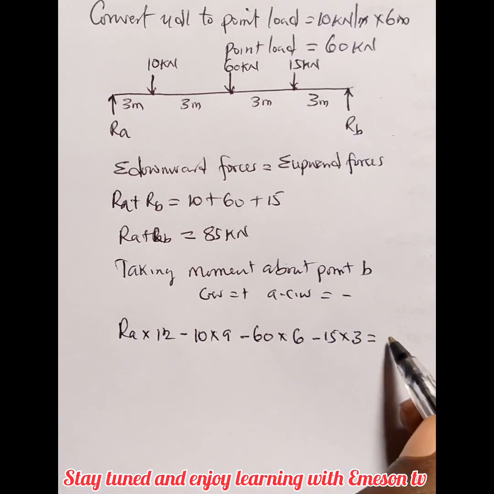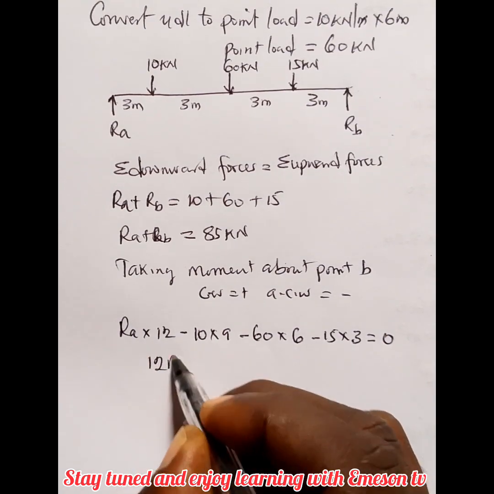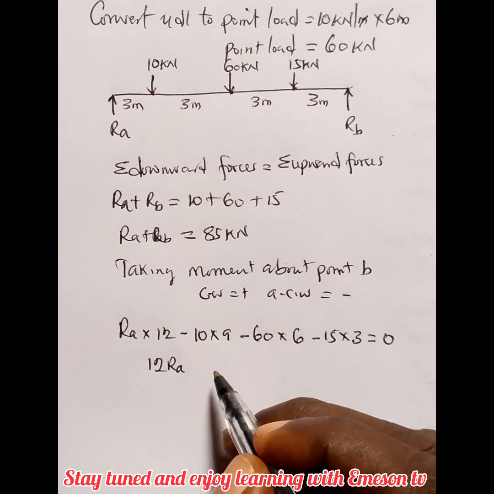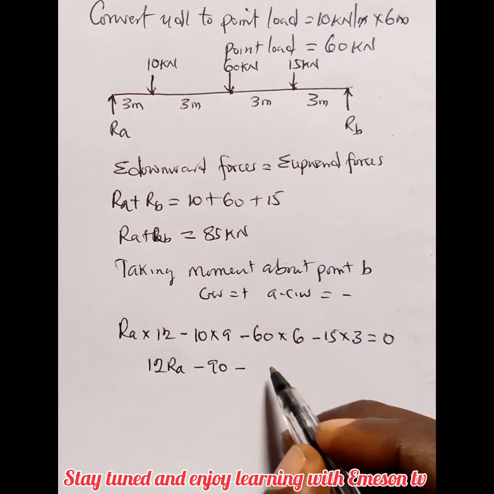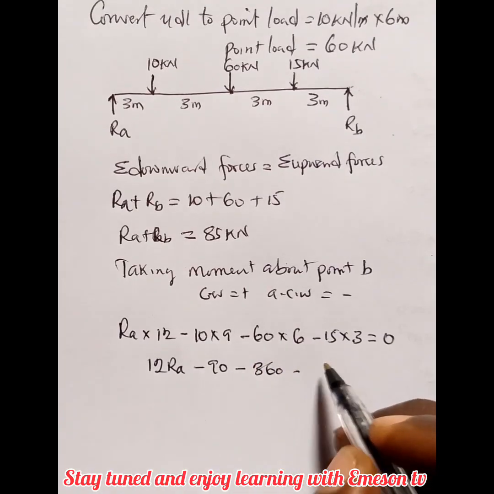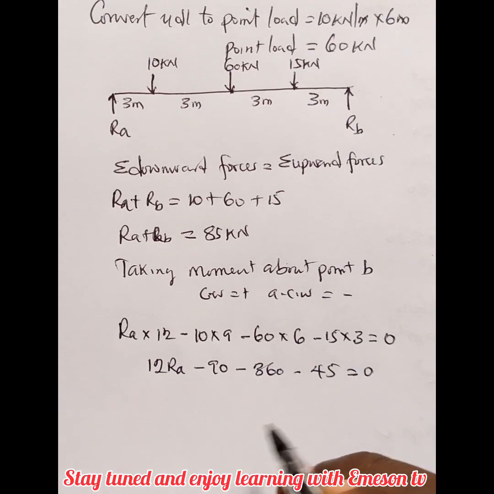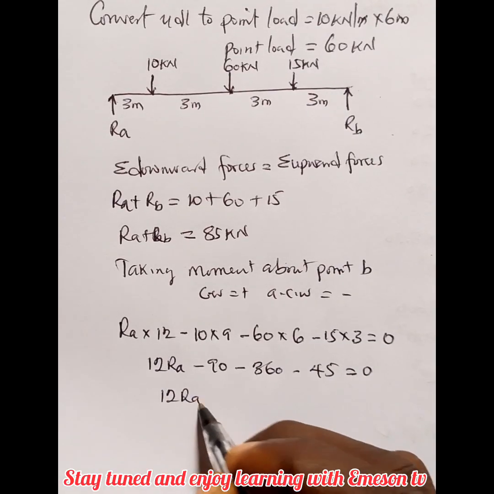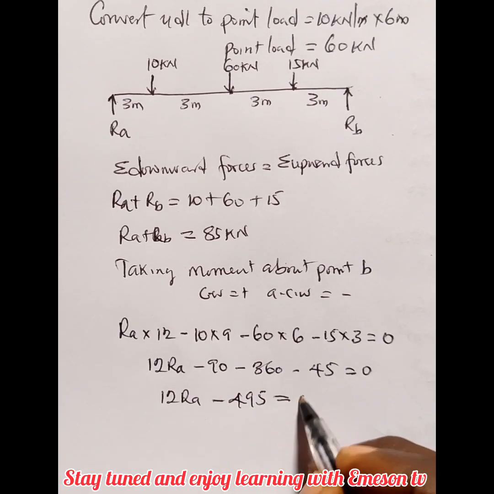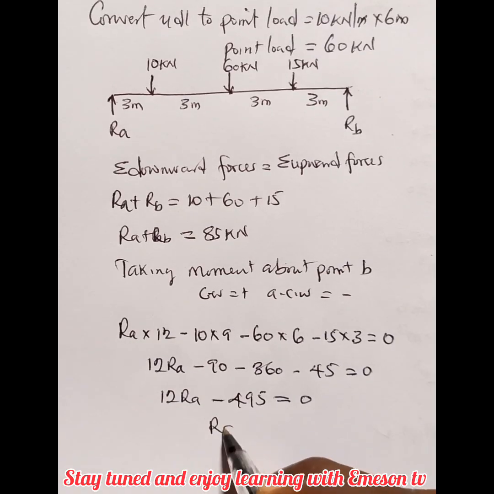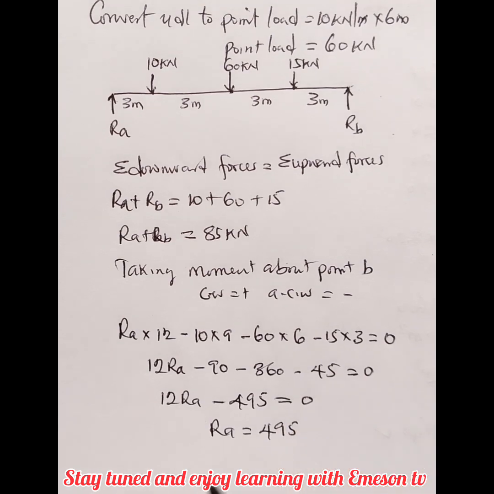So sum of moments about any point is 0. So here I have 12 R_A, this will give us minus 90, this will give us minus 360, this will give us minus 45, equal to 0. So having done that, we have 12 R_A minus 495 equal to 0. So I have R_A equal to, this will come to the other side and become positive.